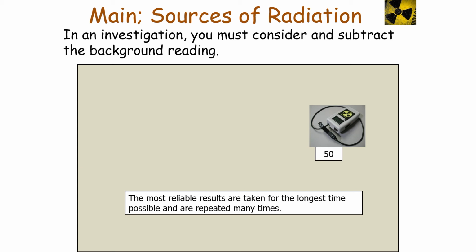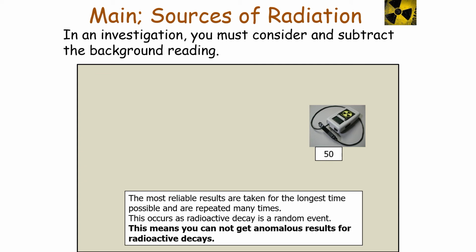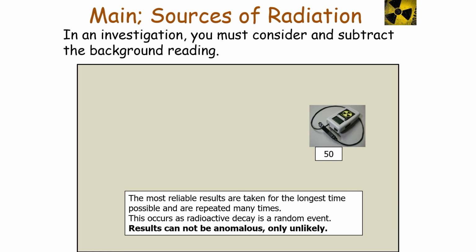Now the most reliable results are taken for the longest time possible and are repeated many times. This is important because radioactive decay is a random event. So this means you can't get anomalous results for radioactive decays. You can't make a mistake when recording these particular values. The results cannot be anomalous, they can only be unlikely, because it's based on random chance.